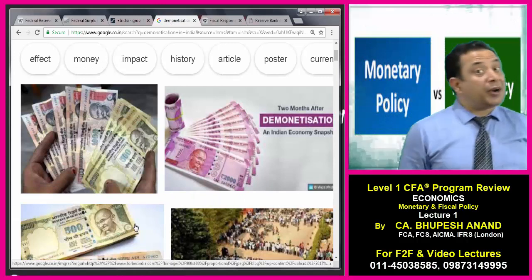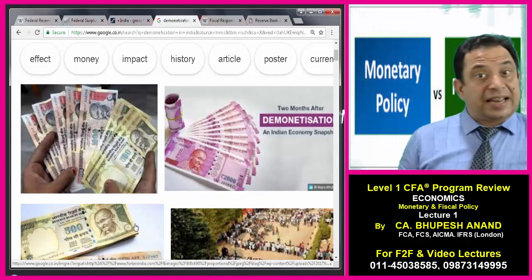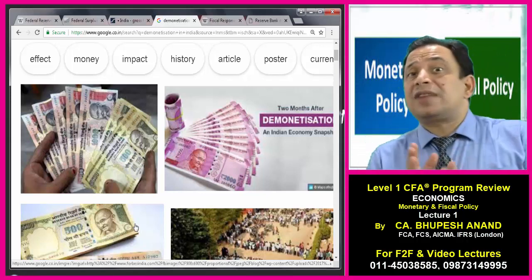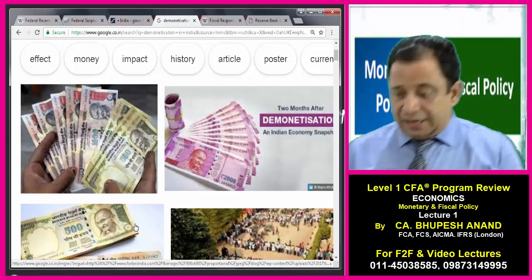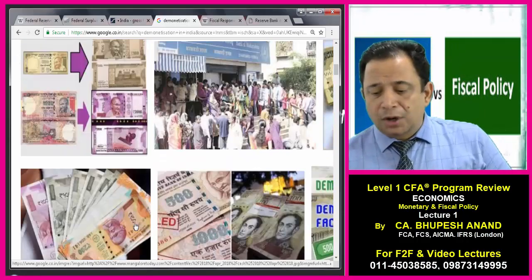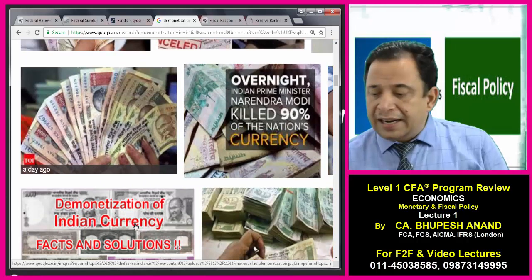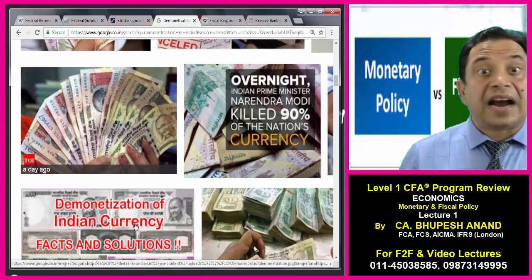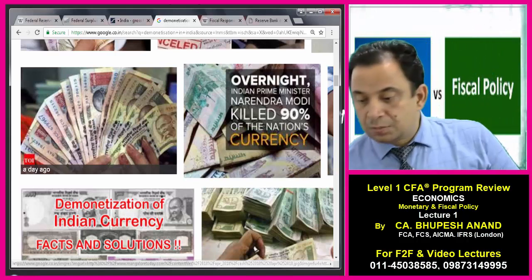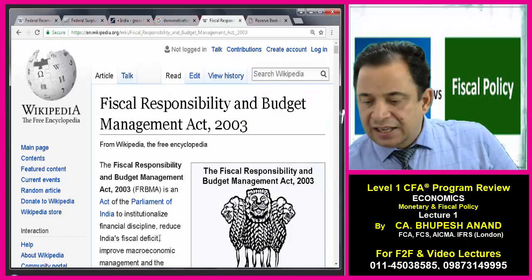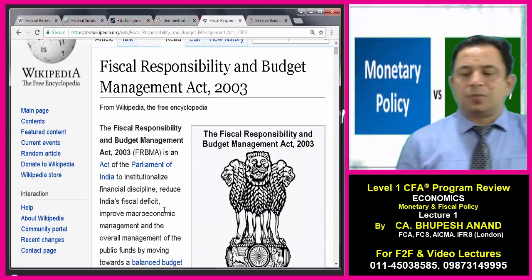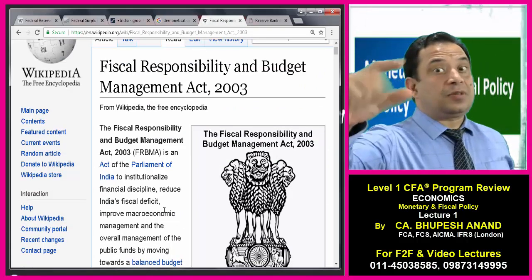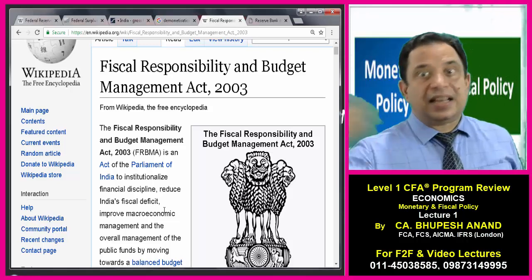And now I am coming to the monetary policy. In India, we had demonetization in November 2016, deciding how much should be the money supply. That is the main role of the central bank of that country, the Reserve Bank of India in case of India, whether demonetization should be there or not. Overnight, Indian Prime Minister Narendra Modi killed 90% of the nation's currency. Overnight. So this is monetary policy. And then we have the Fiscal Responsibility and Budget Management Act, as per which the inflation should be this much, should not be more than that. That we'll be dealing with in detail in the next lecture.